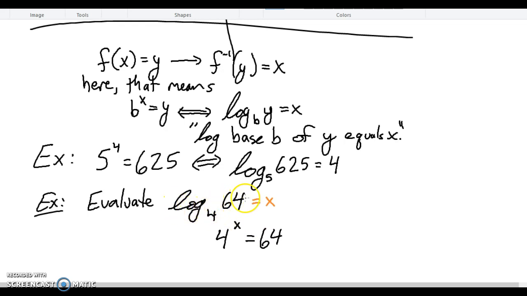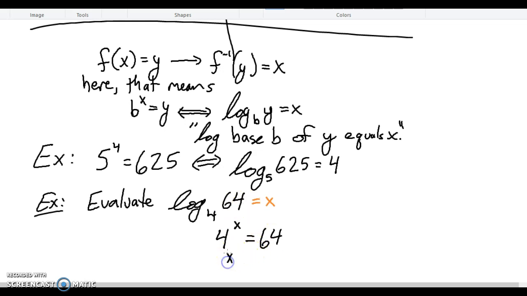Saying log base 4 of 64 equals x is the same thing as saying 4 raised to what power is equal to 64. And I didn't even really need that equals x. I needed it in order to convert equations, but I didn't need it up here. All I had to do was look at log base 4 of 64 and say, well, 4 raised to what power equals 64?